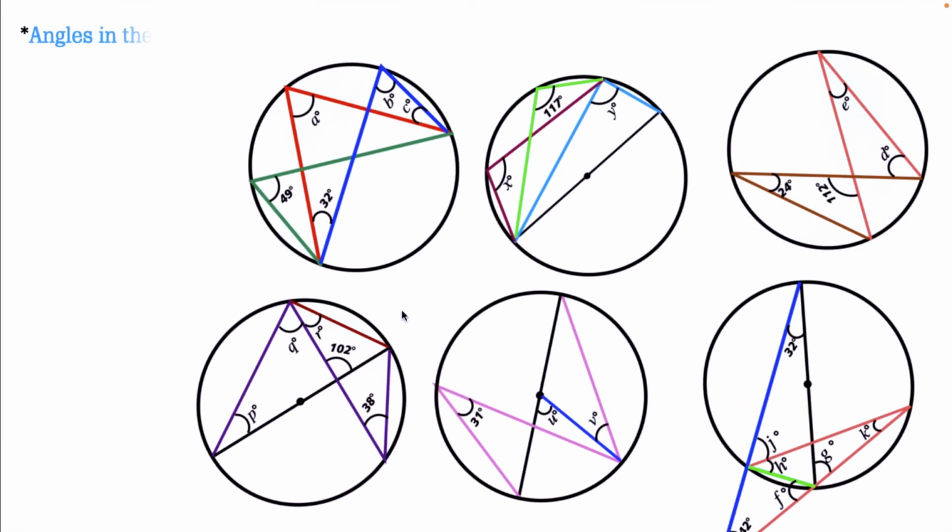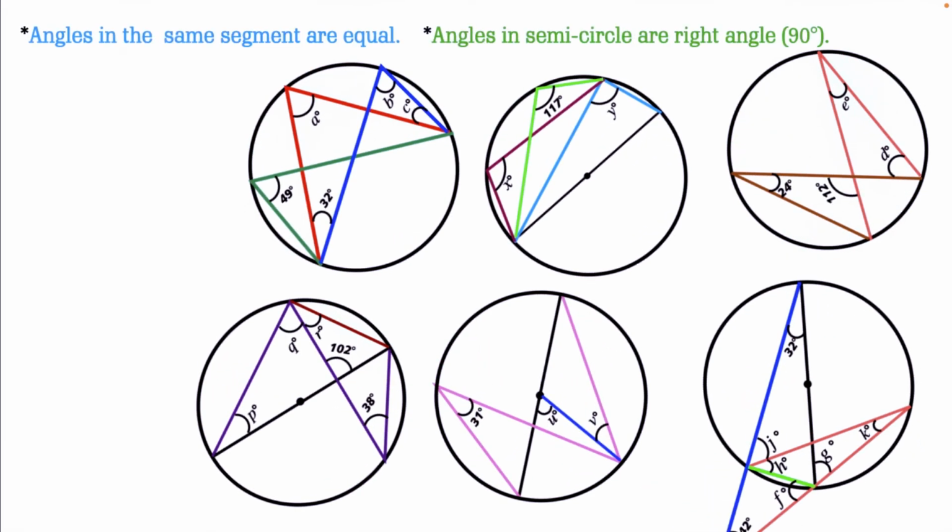Hello everyone. In this video we are looking at angles in the same segment, and angles in the same segment are equal. We're also looking at angles in a semicircle. Angles in a semicircle are right angles, which is 90 degrees.